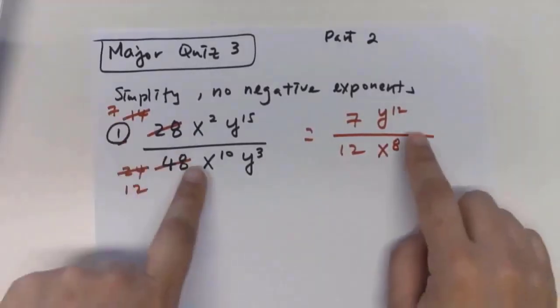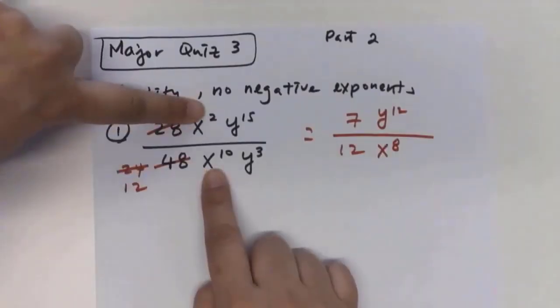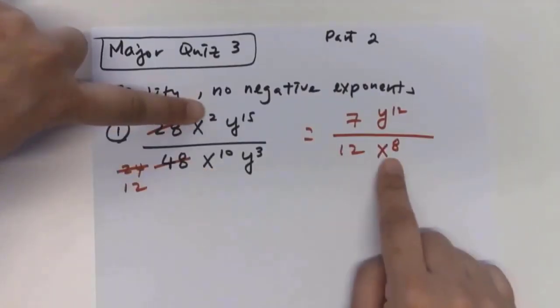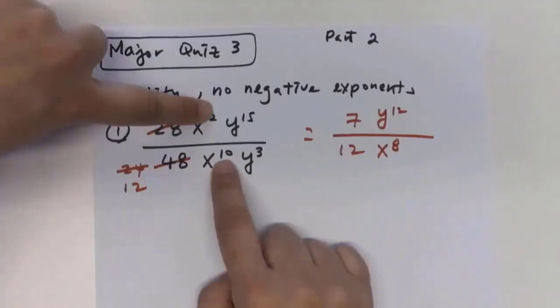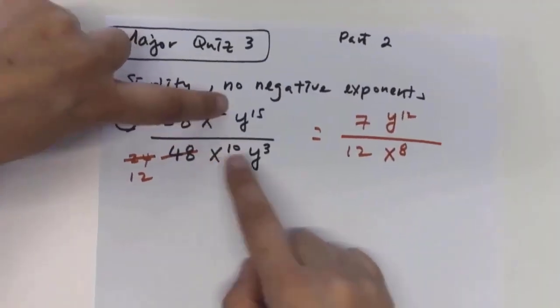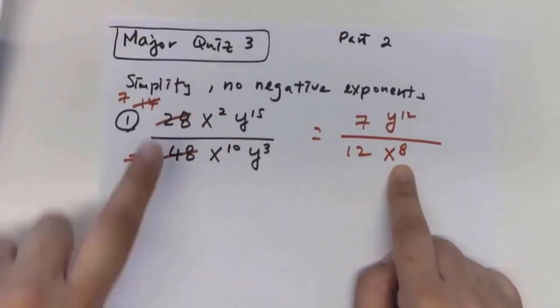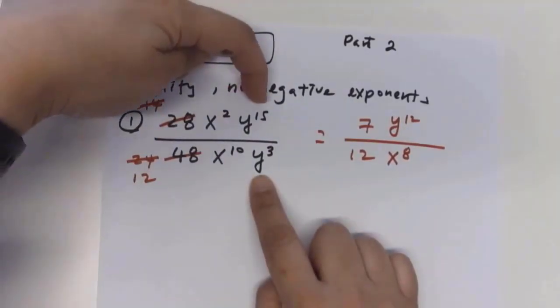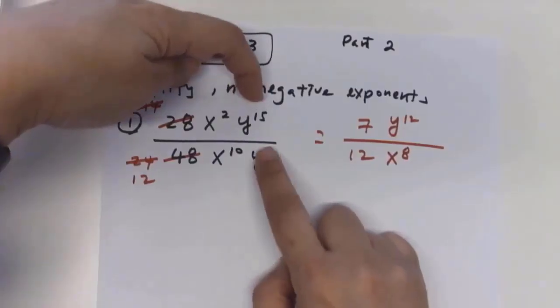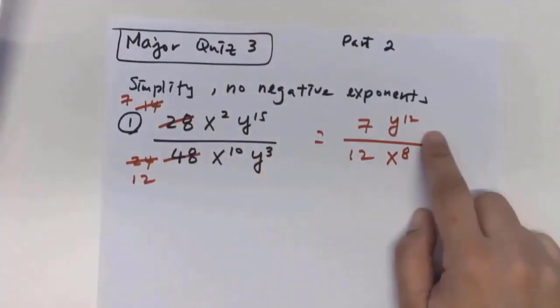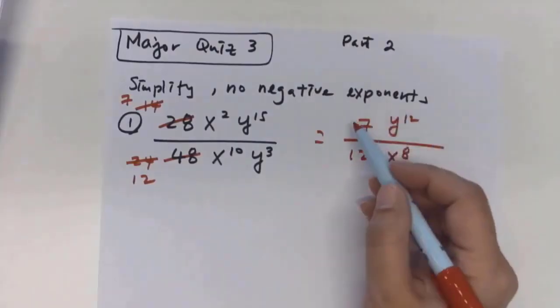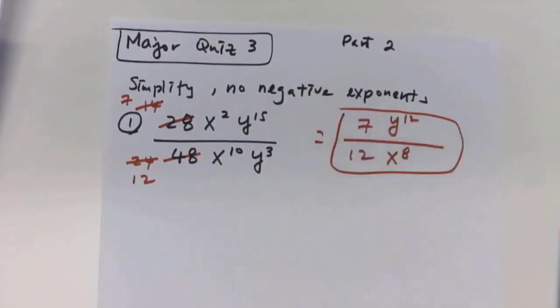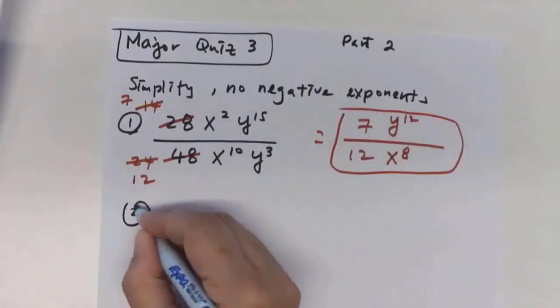And then x, we have a bigger number at the bottom, so we end up with x at the bottom. If you get rid of 2 and 2's, you will end up with x to the 8 at the bottom. For the y part, y has a bigger number on top, so if you get rid of 3 for bottom and top, you will end up with y to the 12 on the top. Are we okay with that? Okay, I want you to try the next one on your own and give me the answer.